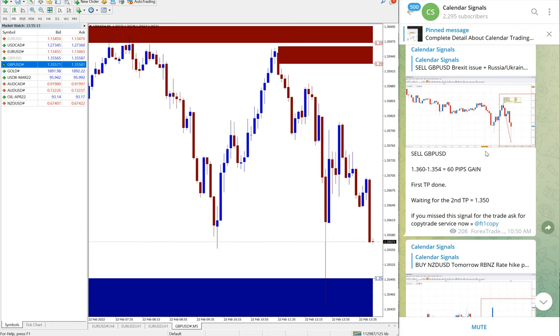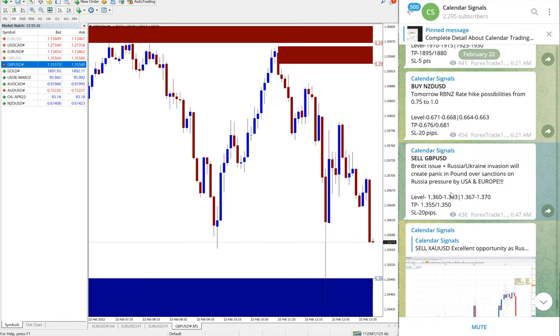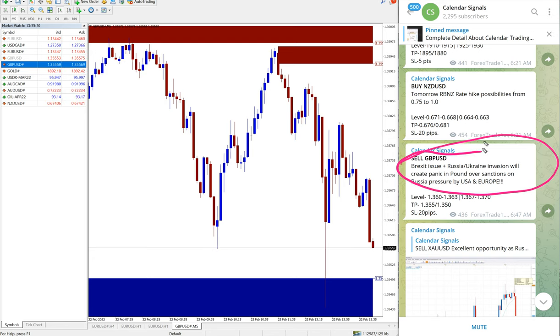1.354 was the low traded, and you see here when we posted the signal, as we said earlier, we gave the reason why we gave sell GBPUSD, and also the TP. The first target is 1.3550, which is reached, and then the next target is 1.3500. Another 40 pips further down, it would reach our target 2 as well. And the risk is always small, 20 pips risk.